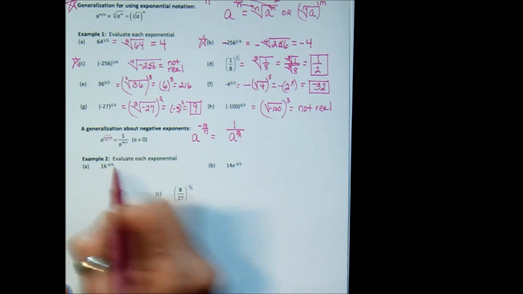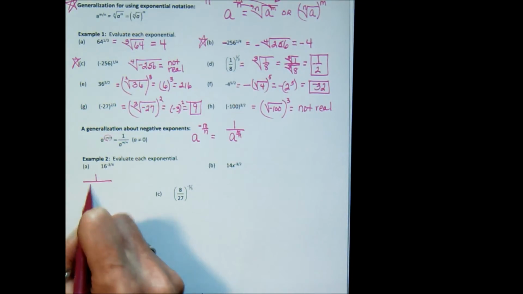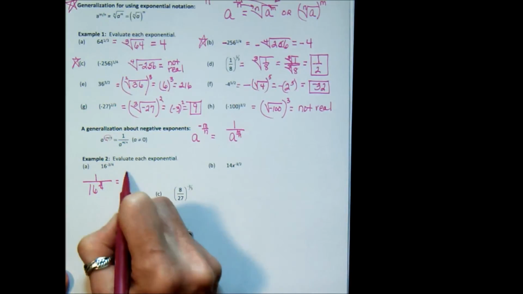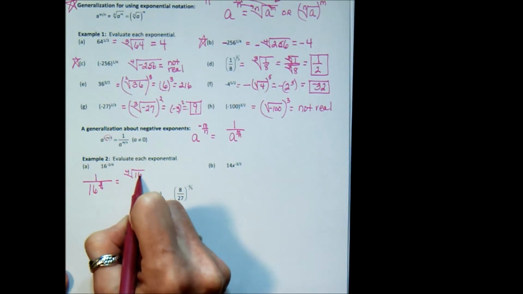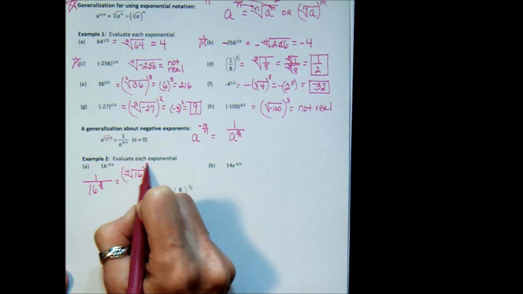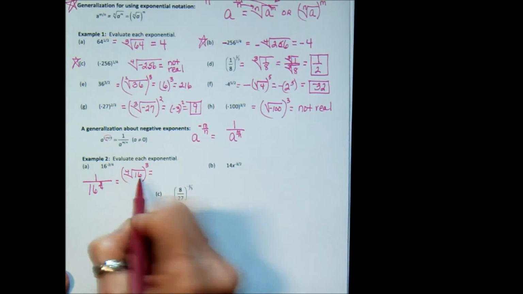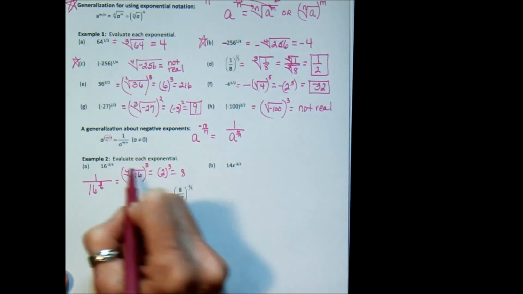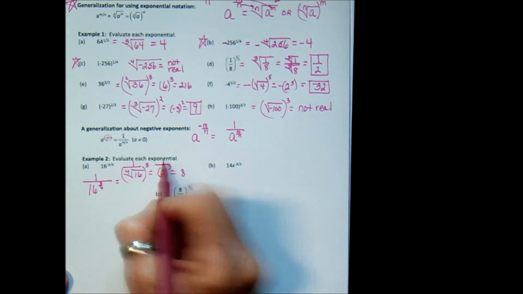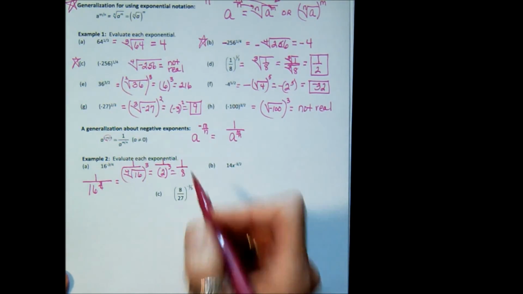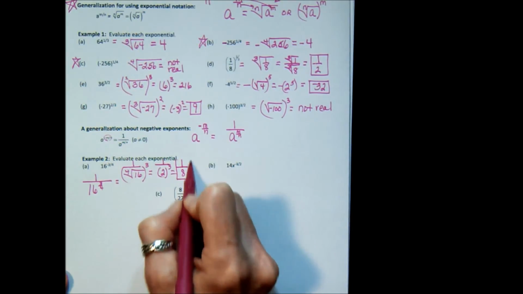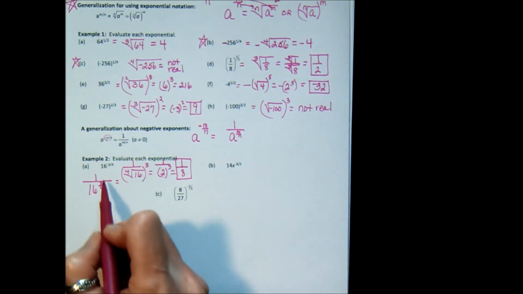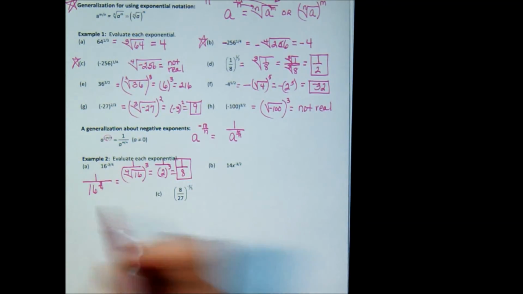16 to the negative 3/4 means 1 over 16 to the positive 3/4, which is the fourth root of 16. Take that first and then cube it. The fourth root of 16 is 2, and 2 cubed is 8. But remember, it's a reciprocal, so I end up with 1/8. It's very easy to forget that. As you saw, I almost did. So just remember the negative exponent means the reciprocal of.